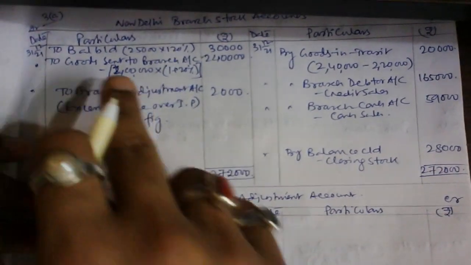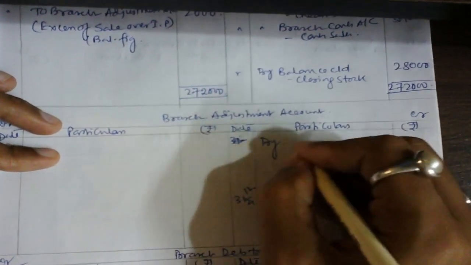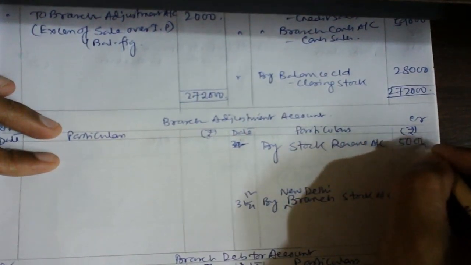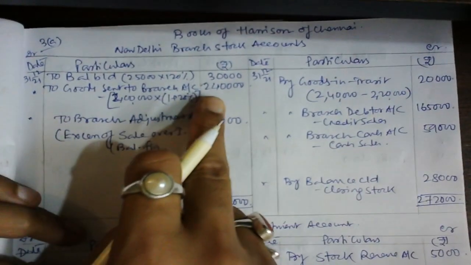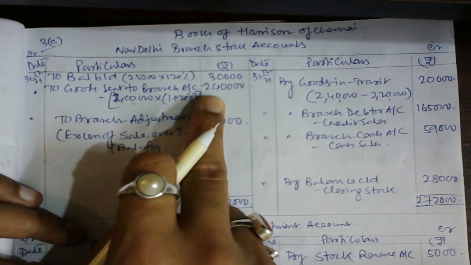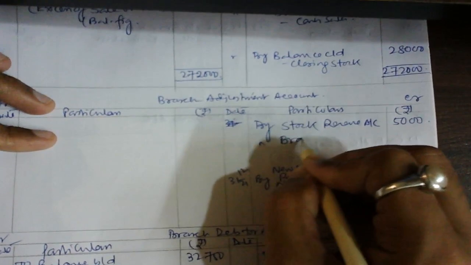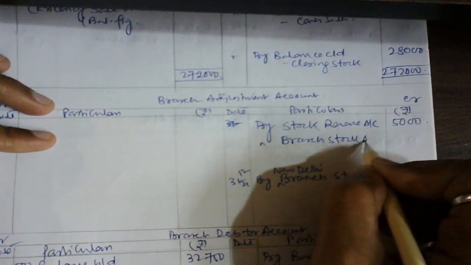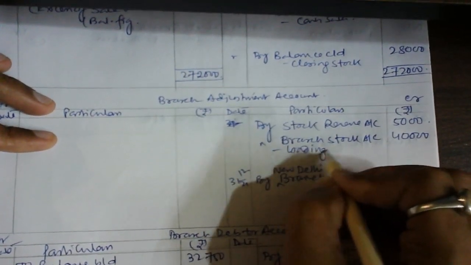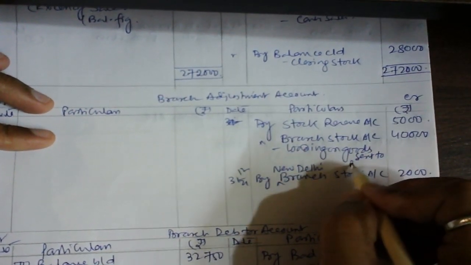So that's the first thing, that from the opening stock here 5,000 is profit included. So can I write by stock reserve 5,000? Correct? Here 2 lakh rupees of cost of the goods has been sent to the branch at 2 lakh 40,000, so 40,000 is the profit. So can I write by branch stock account 40,000? You can write loading on goods sent to branch.